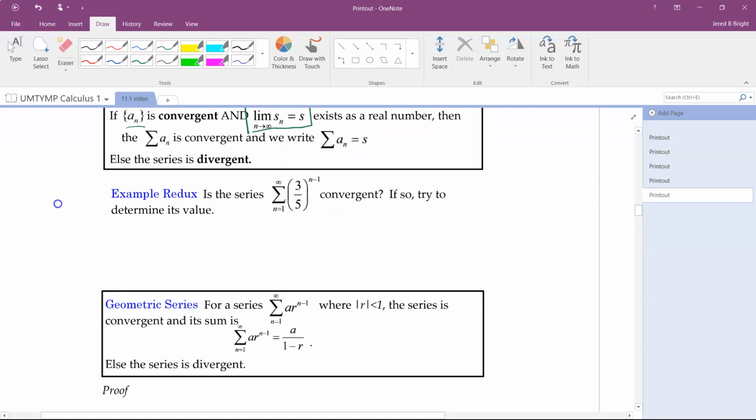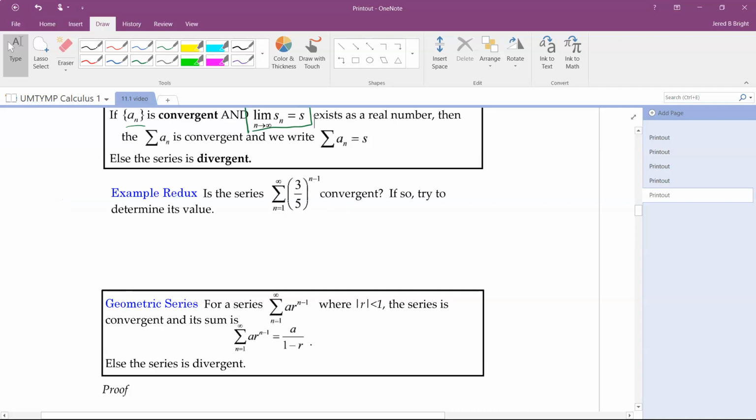So if we look at this, is it going to converge? Well, let's see if we can use the definition here. If we look at an, that's the sequence (3/5)^(n-1), and as we go to infinity, that'll go to 0, so that seems to be true. So this implies that an is convergent. Okay, so we have our first condition satisfied, and then what about the limit of the partial sums?